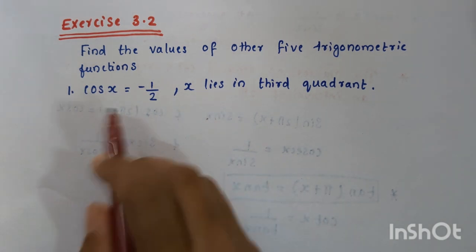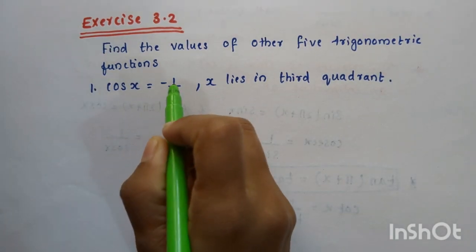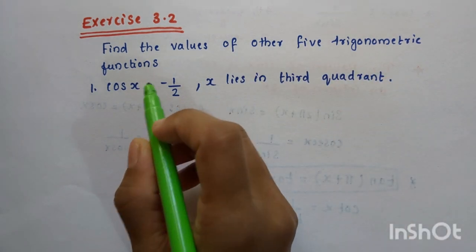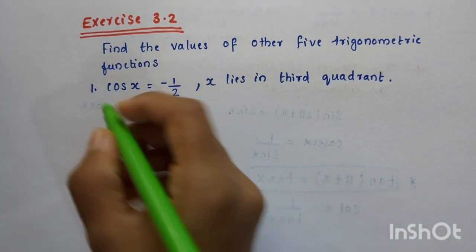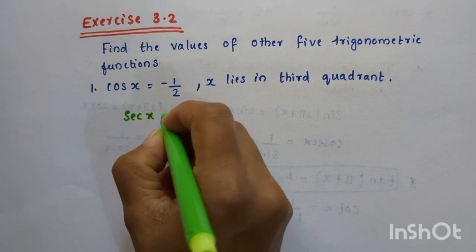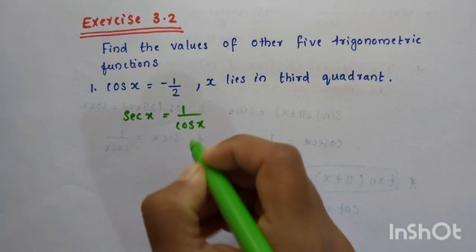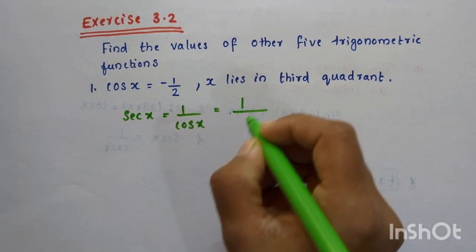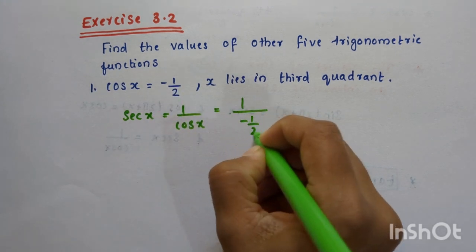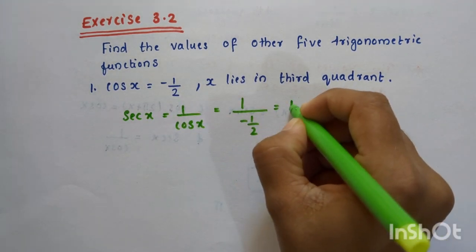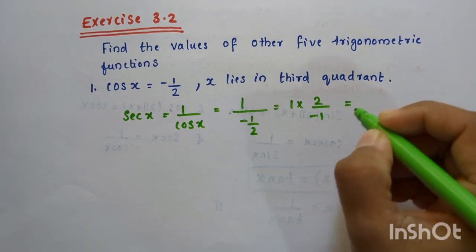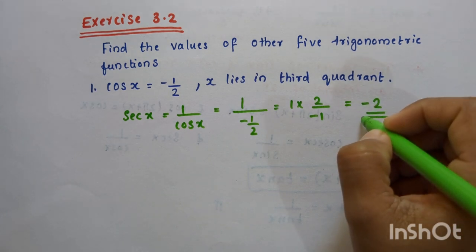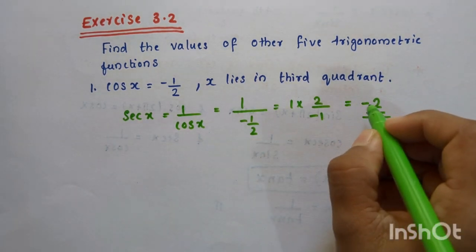So you see, here cos x = -1/2 where x lies in the third quadrant. We want to find the values of the other 5 trigonometric functions. We know that sec x is the reciprocal of cos x. So sec x = 1/cos x, which is 1 divided by -1/2. Multiplying with the reciprocal, 1 into 2 by -1, which is -2. So the value of sec x is -2.